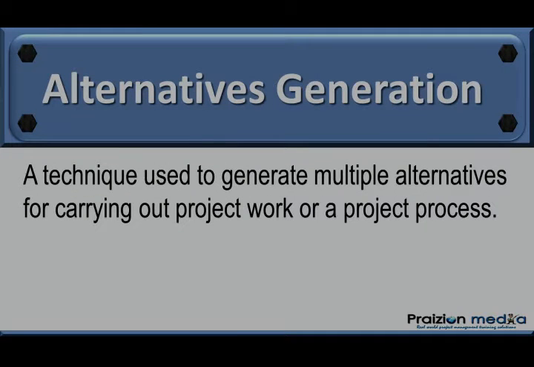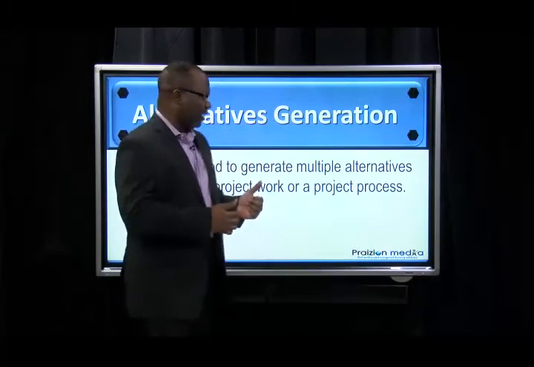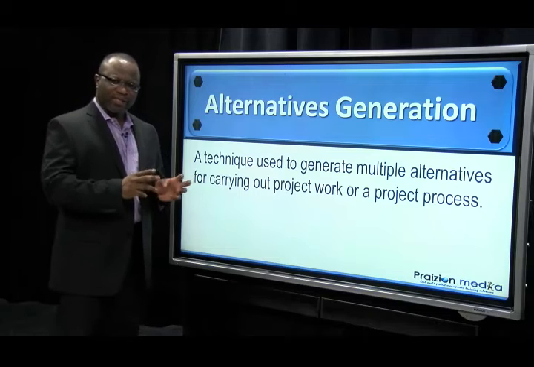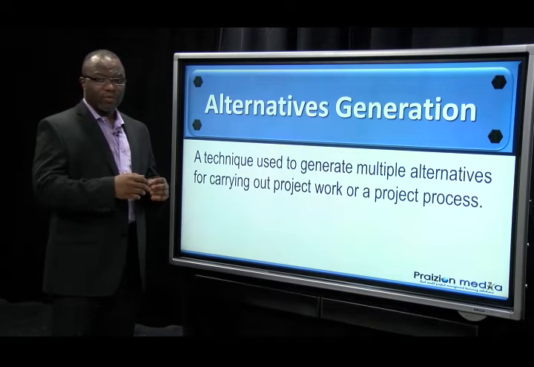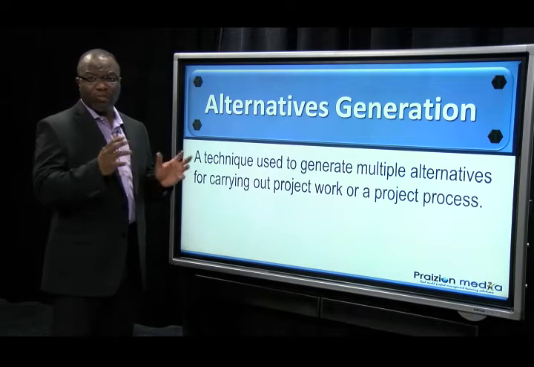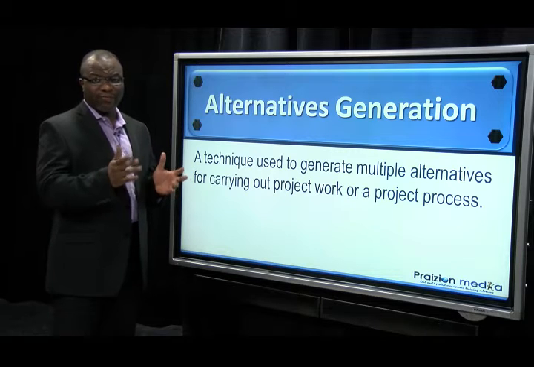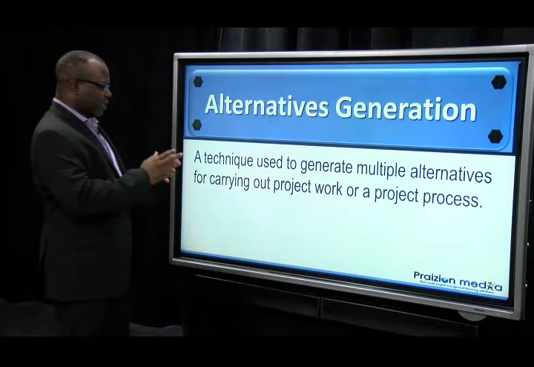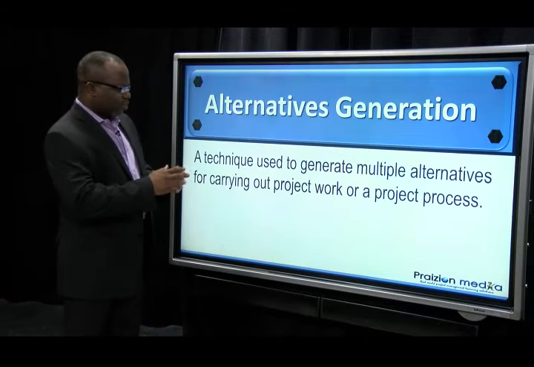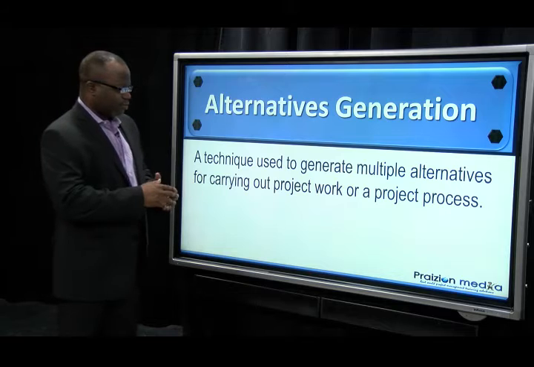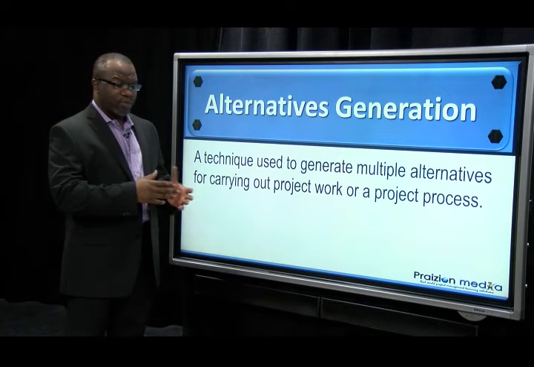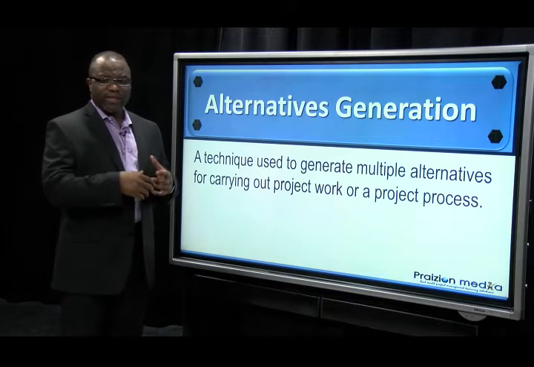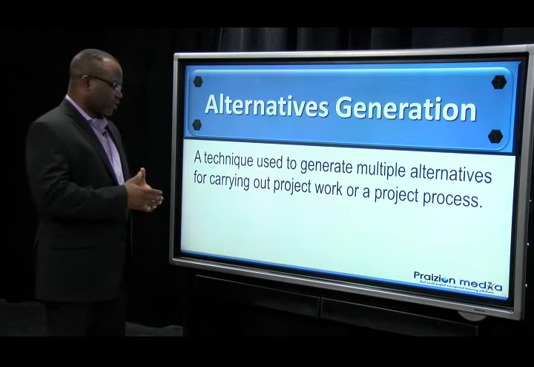Alternatives generation. When you take a look at this technique, it pretty much spells out what you're doing here. You're trying to generate alternatives for actually doing the work on the project. It's used in defining project scope. You know, there are many ways to skin a cat, but this examines multiple alternatives for carrying out project work or a project process. The word generation alludes to the fact that you're trying to generate these multiple alternatives.